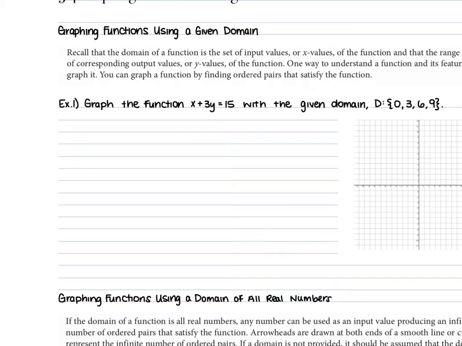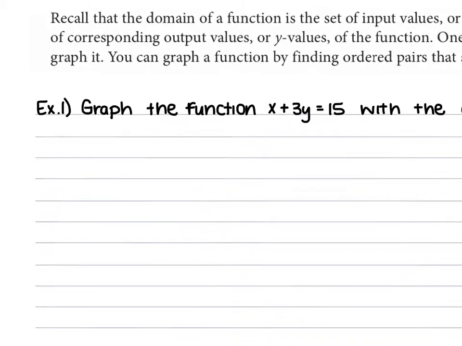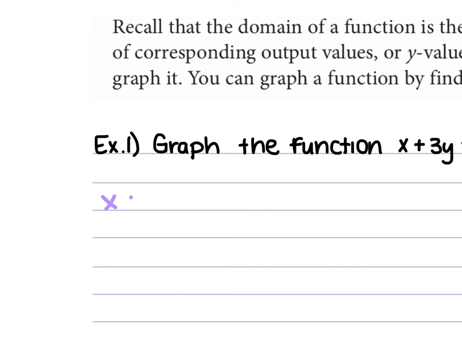From there, you want to solve for y, because you're solving for y when you get these ordered pairs. They give you the domain of 0, 3, 6, and 9. So you want to plug in the 0, find y. You want to plug in the 3 for x, find y, and so on. So we're first going to start by taking that x plus 3y is equal to 15 and solving for y.